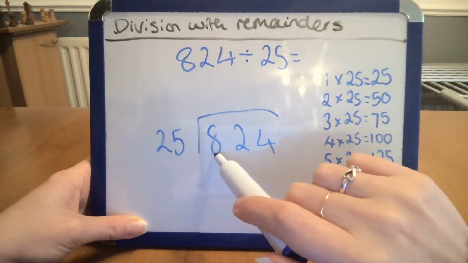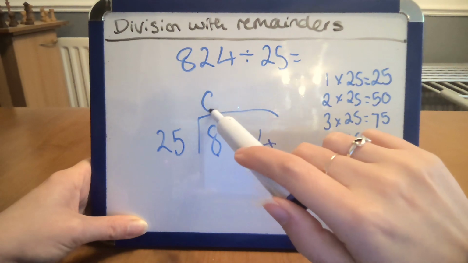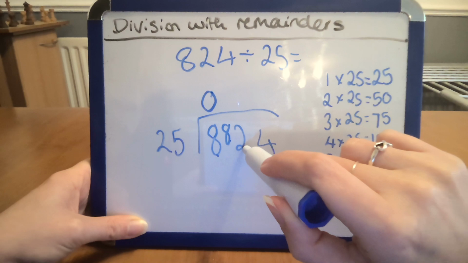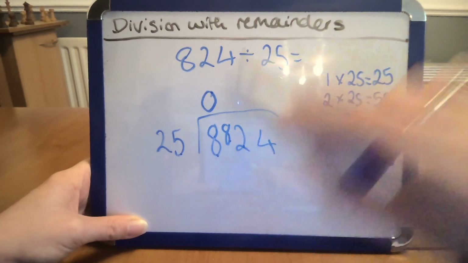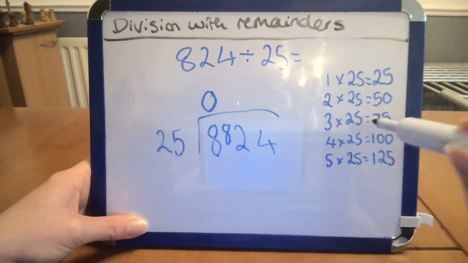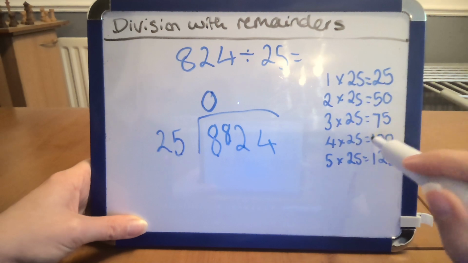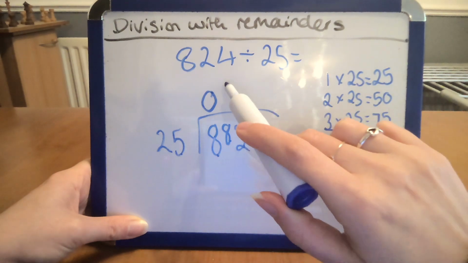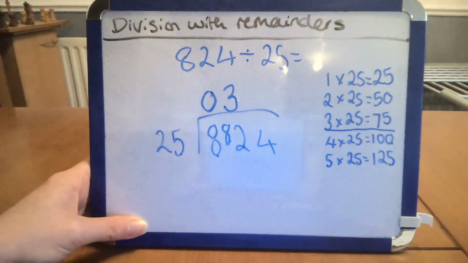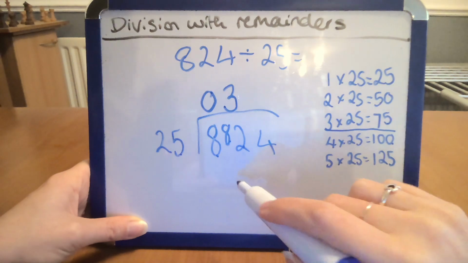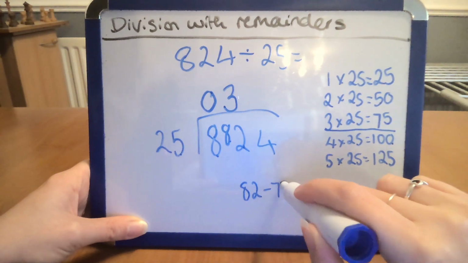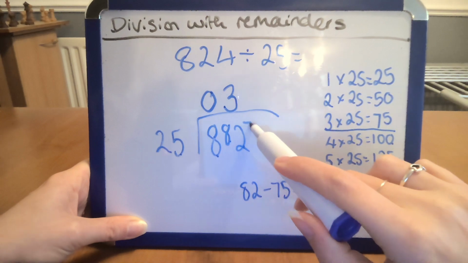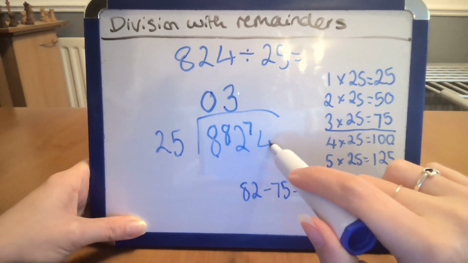So how many times does 25 go into 8? It doesn't, so I put a 0 here. This 8 then moves over here to become 82. How many times does 25 go into 82? If I look at my times tables, 3 times 25 is 75 and 4 times 25 is 100. So 4 is too much, so it has to be 3. And then what's the difference between 75 and 82? So 82 take away 75 is 7. So that 7 goes here, making this 74.